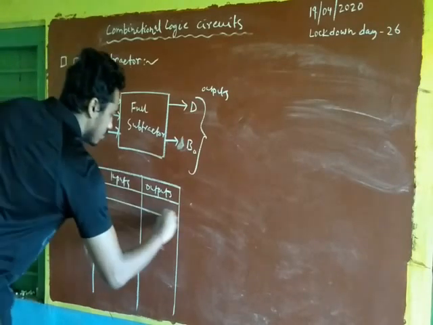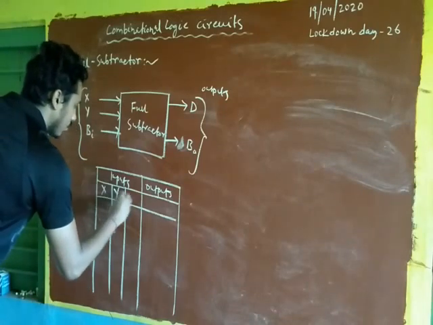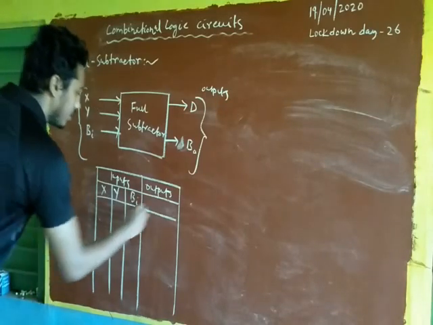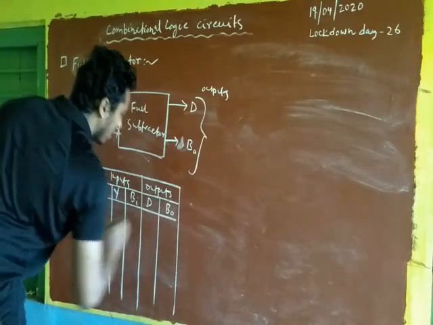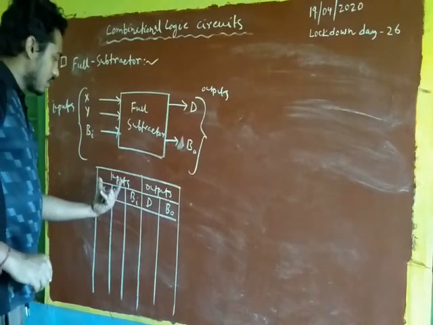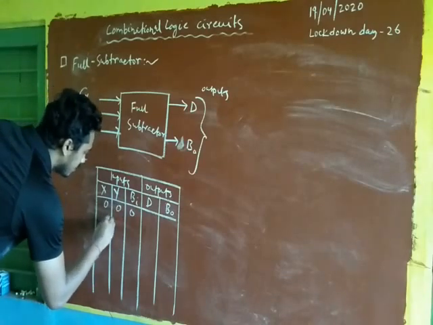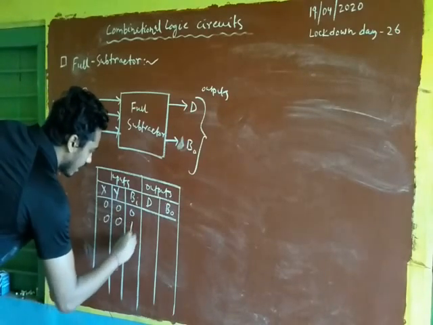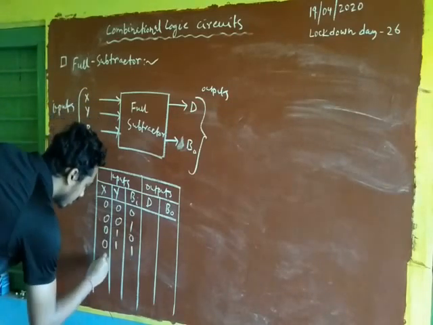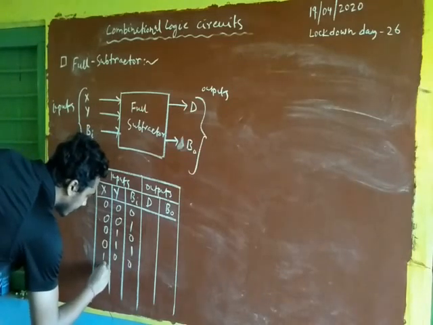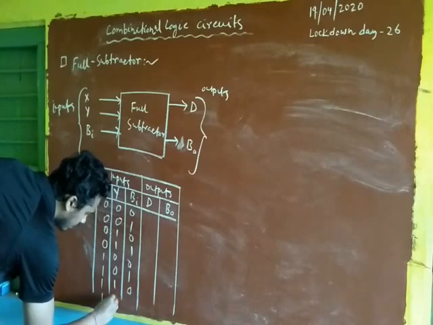8 inputs. Okay. So 3 inputs x, y, and borrow input, and outputs, that is difference D and borrow out. Total for these 3 inputs, 8 possible combinations: 0 0 0, 0 0 1, 0 1 0, 0 1 1, 1 0 0, 1 0 1, 1 1 0, and 1 1 1.